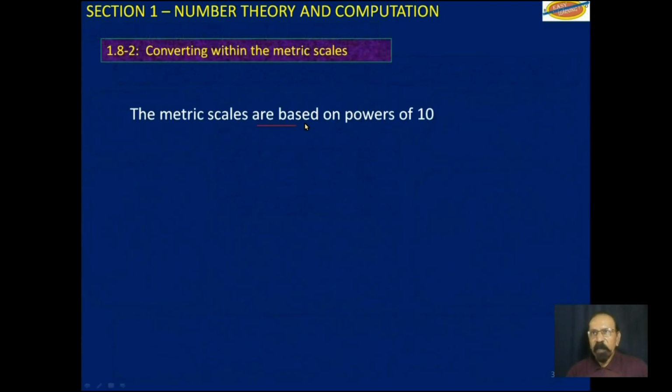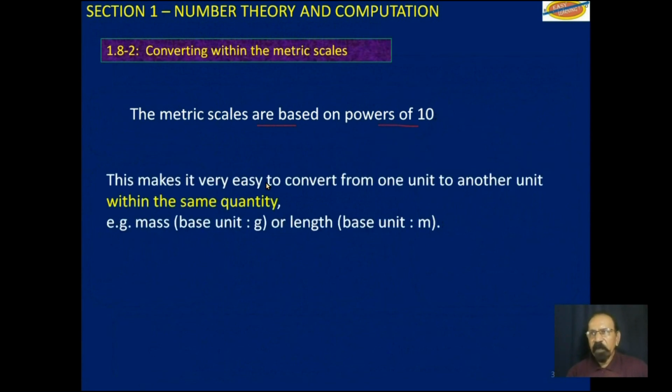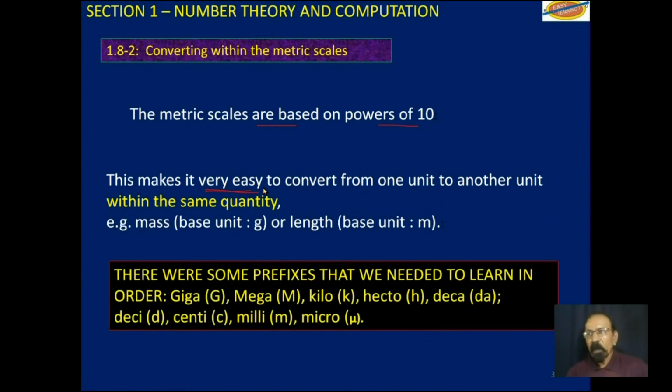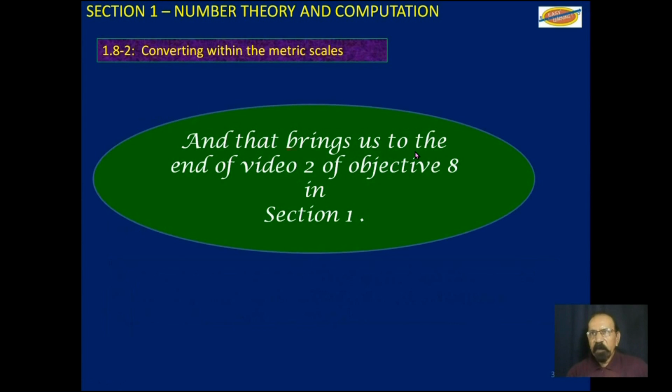So the metric scale is based on powers of 10. That makes it fairly easy, except you have to learn that table. There were some prefixes that we need to learn. That is probably the hardest thing about this. Giga, mega, kilo, hecto, deca. All of those are larger than the base unit. And then you go down to deci, which is 1/10, centi, 1/100, milli, 1/1000, and micro, 1 millionth. And that brings us to the end of video 2 of this objective 8 in section 1.